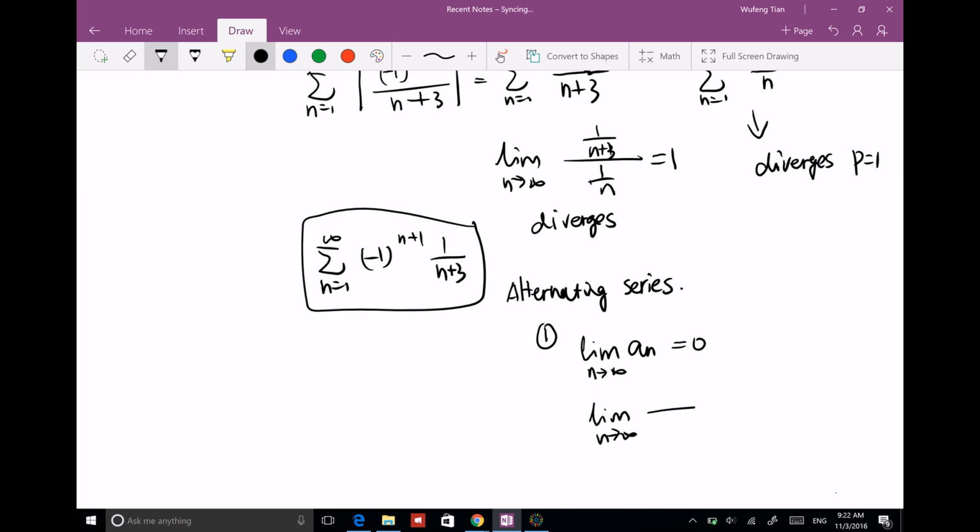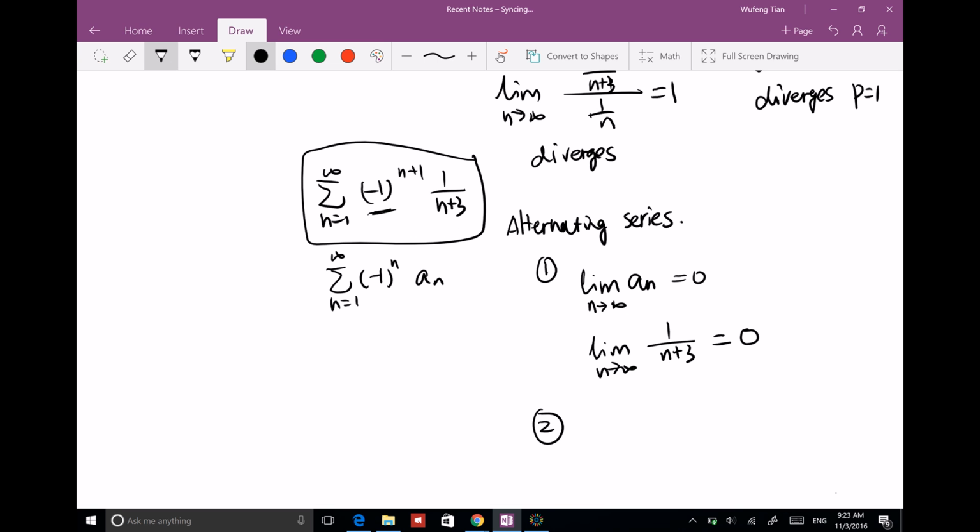Negative 1 to the n plus 1. Okay, this is the sign. The alternating series is n from 1 to infinity, negative 1 to the power n times a_n. So you compare this. What do I put for a_n here? Oh, 1 over n plus 3. Okay, so 1 over n plus 3. Now n goes to infinity, this one equals 0. Very good.